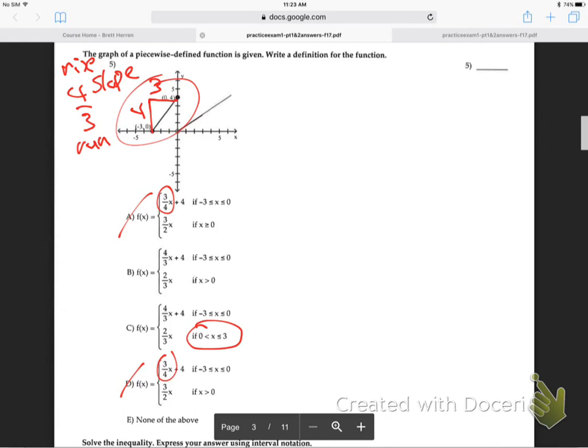Right there. See that? What does that say? That says x goes only from 0 to 3.